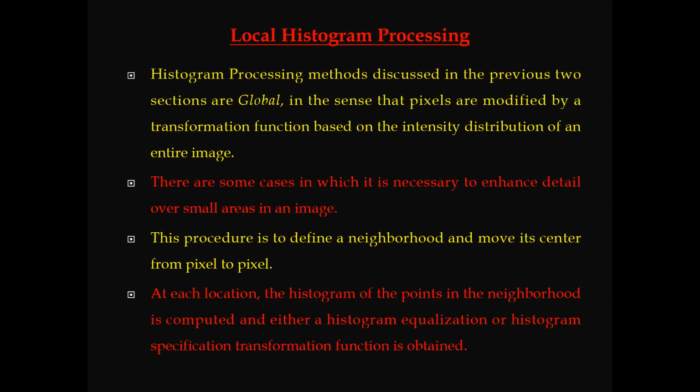So what you have to understand from local histogram processing is that instead of getting the histogram of an entire image, we are taking a small neighborhood in the image. For that, we compute the histogram. Then we move the neighborhood from one point to another point and again calculate the histogram. All histograms we group together to get the total histogram. That is the procedure followed in local histogram processing.